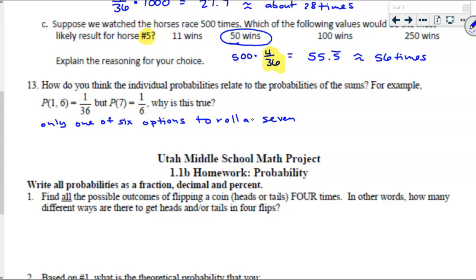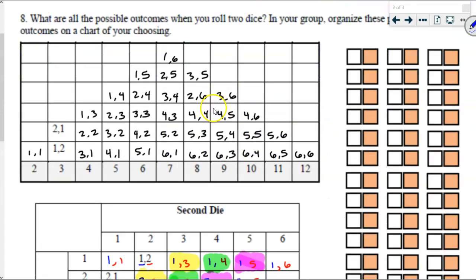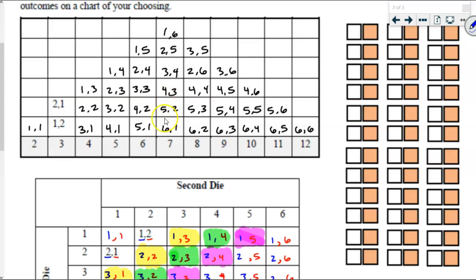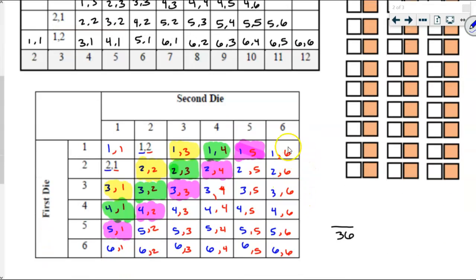Okay. Yeah, so again, rolling a 7 can happen in a whole bunch of different ways. When we go back to that probability model, we can see we can roll a 7 1, 2, 3, 4, 5, 6 different ways. But there is only one way that we can roll a 1 first and then a 6 on the second die. That only happens one way.